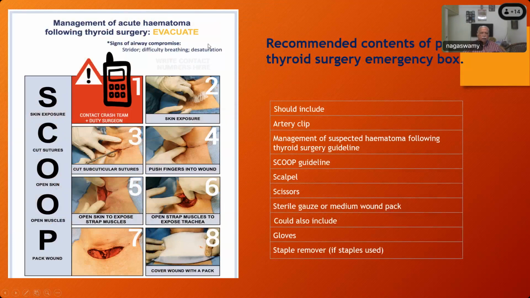Again, this slide should have come earlier. So this is the SCOOP acronym. Skin exposure, cut the sutures, open the skin, open muscles, and pack the wound. So step 1 is contact the crash team and duty surgeon, cut the subcuticular sutures, open the skin to expose the strap muscles, and then push the finger, expose this, remove the clot, then pack the wound.